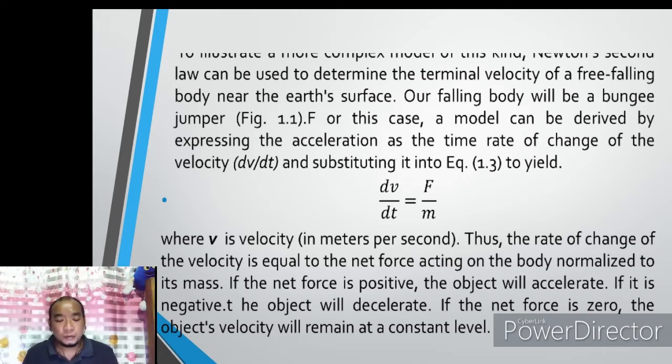dv/dt = F/m, where v is velocity in meters per second. Thus, the rate of change of the velocity is equal to the net force acting on the body normalized to its mass. If the net force is positive, the object will accelerate. If it is negative, the object will decelerate. If the net force is zero, the object velocity will remain at a constant level.